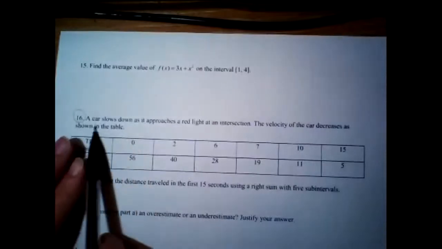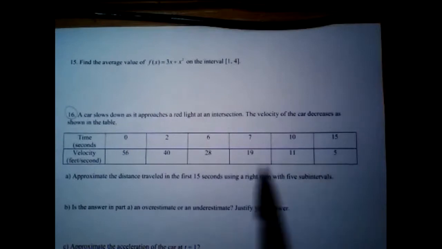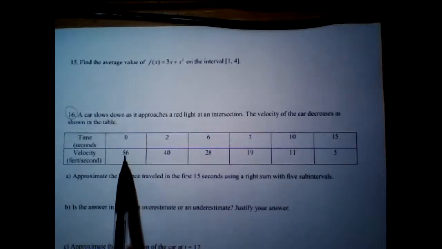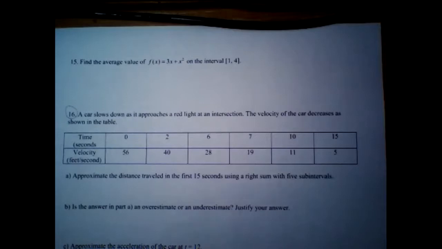A car is slowing down as it approaches a red light at an intersection. So pretend you're in a car, you see a red light, you hit the brakes, you're still going forwards. Notice all these velocities are still positive. Your car doesn't start going backwards, right? But you are slowing down because you've hit the brakes. So the velocity is getting smaller and smaller. So you're heading towards the red light, you're still going forwards, but you're slowing down.